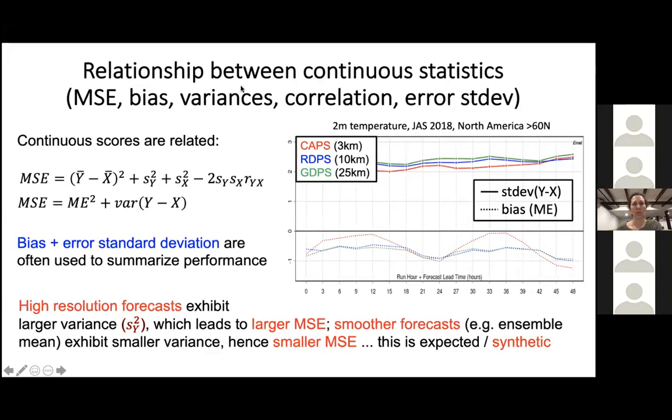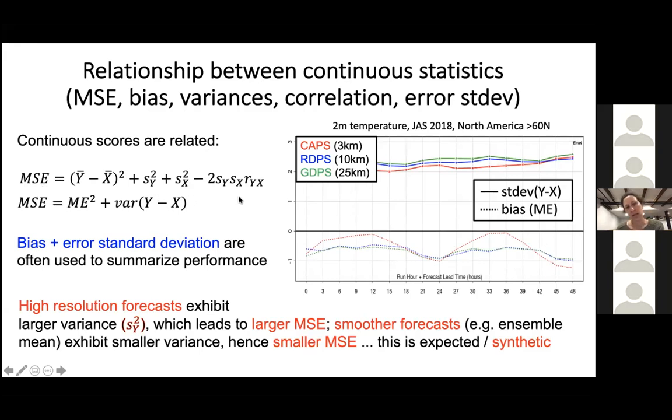Okay, so the relationship between continuous statistics. Mean squared error, bias, variances, and correlations are actually related. And this is a very important equation that you're going to find everywhere, and you always need to remember this relation.